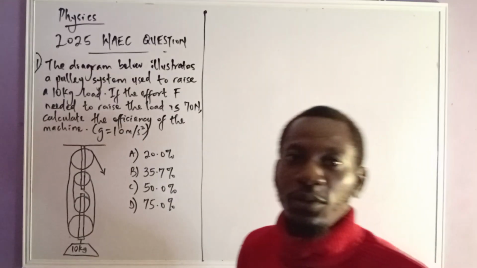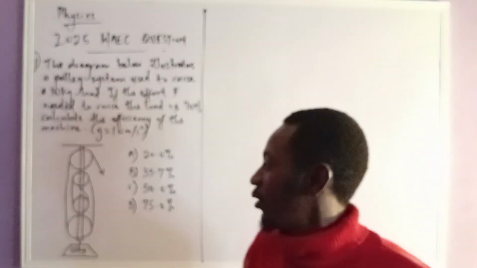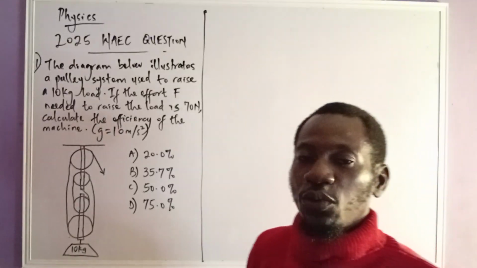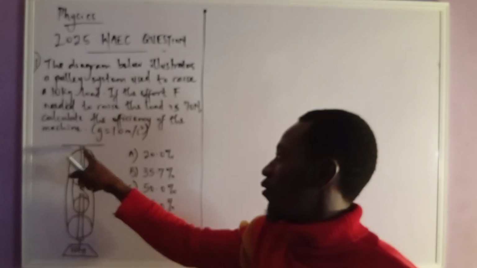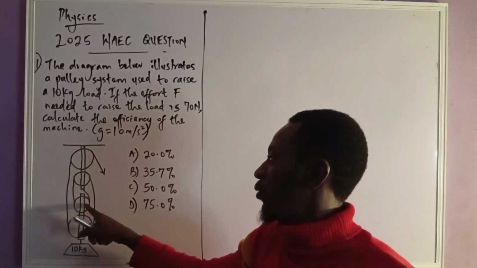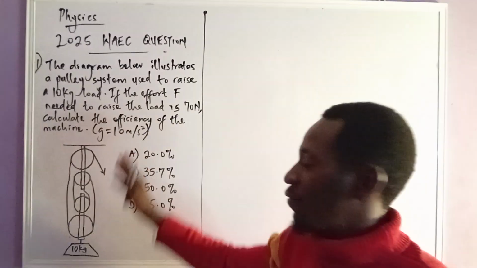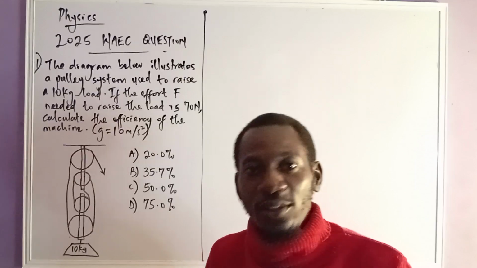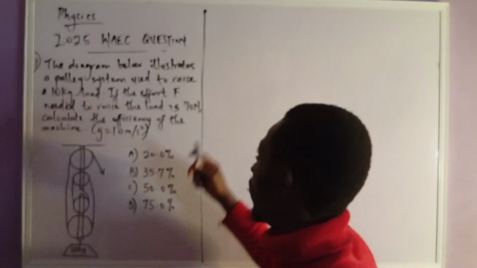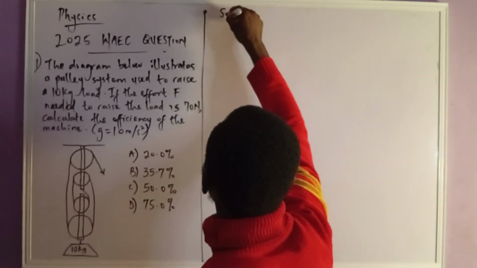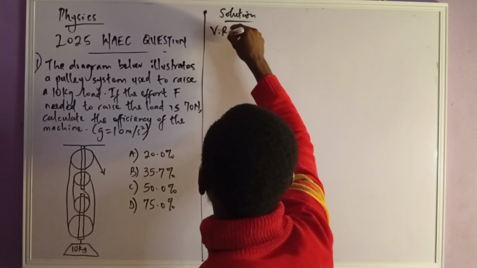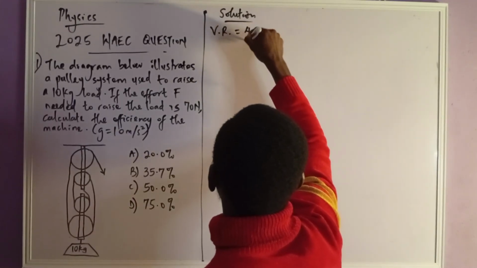And the first thing to know about a pulley system is that the number of pulleys in the system is the velocity ratio. So for this question, the velocity ratio is 4. Once you count the number of pulleys, 1, 2, 3, 4, you have 4. If you have 5 there, that means the velocity ratio will be 5. If you have 2, that means the velocity ratio will be 2. But for this question, we have 4. Therefore, our velocity ratio is 4.